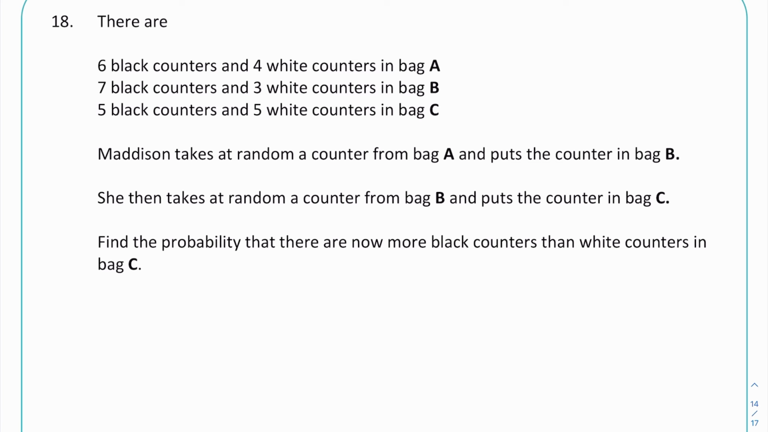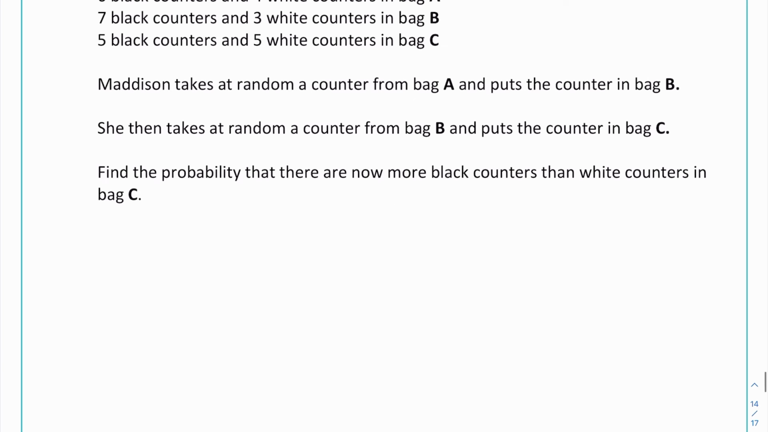Madison takes at random a counter from bag A, puts it into bag B, then she takes a counter from bag B and puts it in bag C. Find the probability there are now more black counters than white counters in bag C. Well, there's only going to be a few scenarios where that can actually happen.